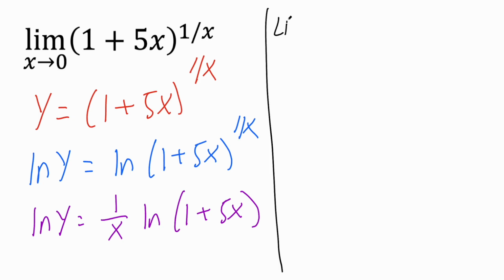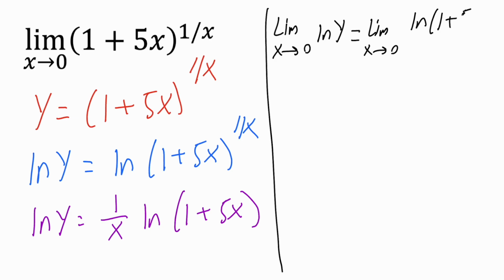We have the limit as x approaches 0 for ln y, and the limit as x approaches 0 for this piece right here. And we have ln parentheses 1 plus 5x divided by x. At this point, let's try to plug in 0. 5 times 0 is 0. We have ln 1. ln 1 is equal to 0. Likewise, we have a 0 here. Because we have 0 divided by 0, we can use L'Hopital's rule.